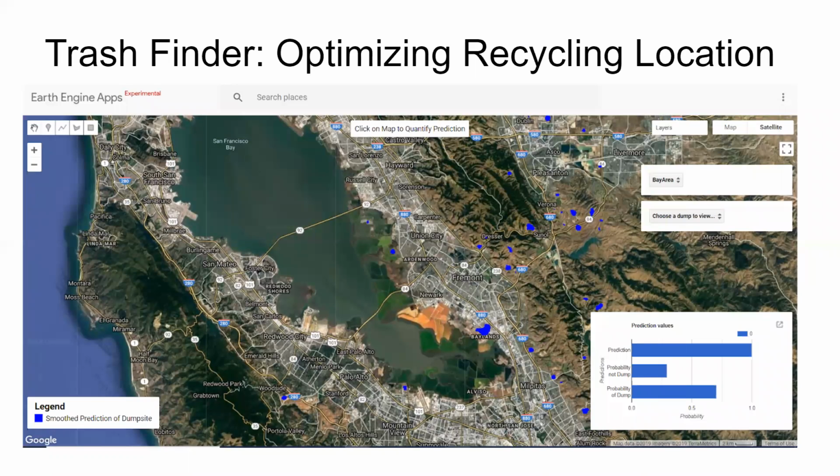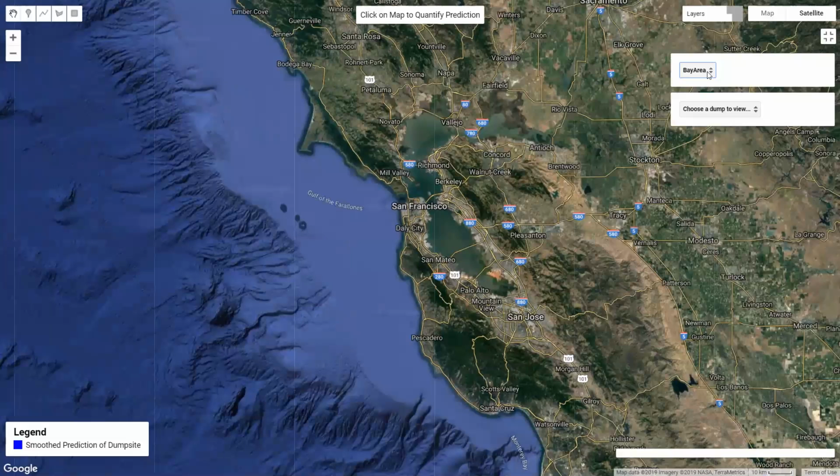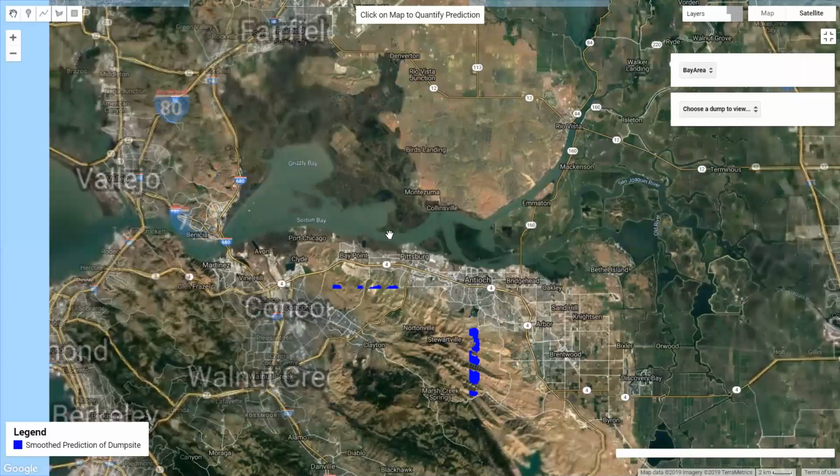My application, Trash Finder, aims to solve this problem by identifying informal dump sites. Switching over to the web app that I created in Google Earth Engine using the code editor in JavaScript, you can see here the satellite view imagery. And we can also choose to zoom to a region to view the prediction. Here I've zoomed to the Bay Area, and you can zoom in and out and move the view around.